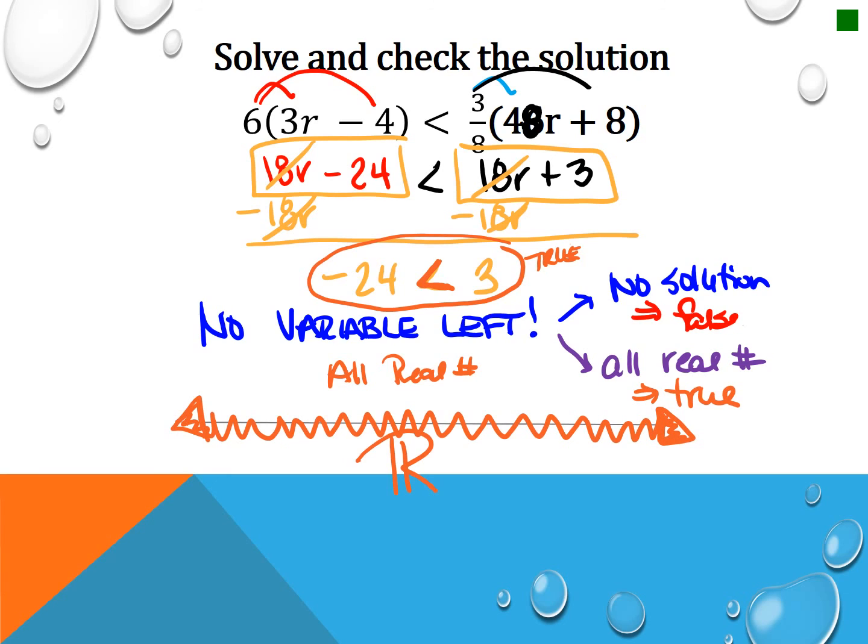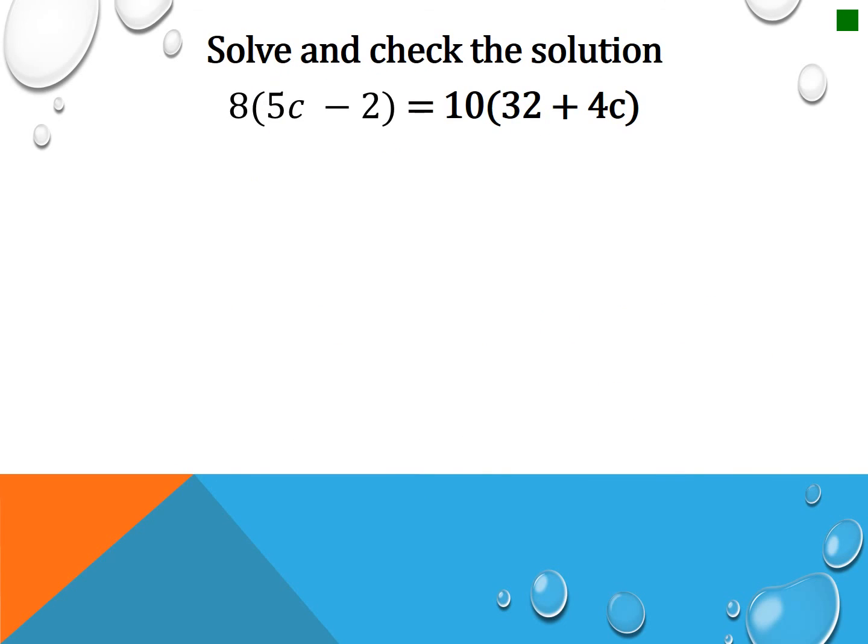Oh, that was crazy. All right, back to an equal sign. So on the left side, I'm going to distribute. It was 8 times 5c, which is 40c. 8 times negative 2 is minus 16. Then there's an equal sign. Over here, 10 times 32 is 320, and 10 times positive 4c is plus 40c.